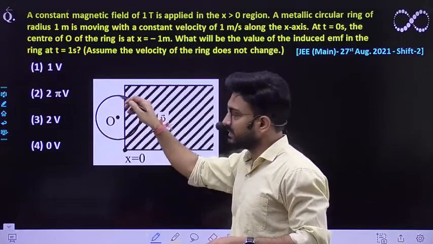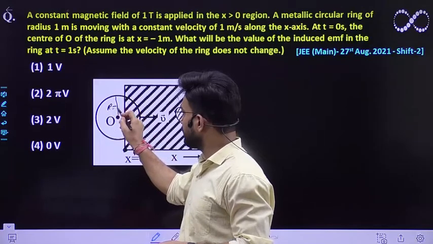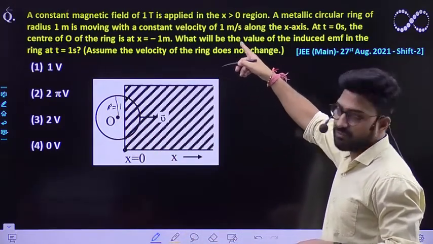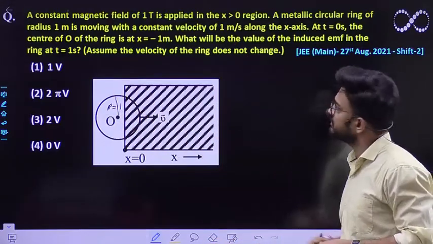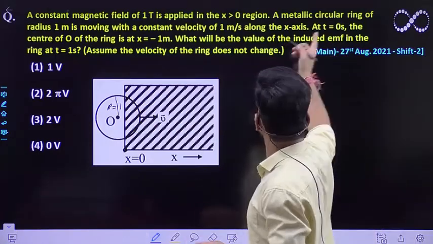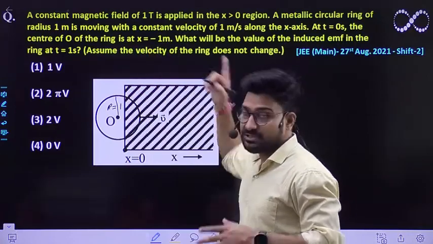So this is the metallic circular ring. Its radius r is 1 meter. It is moving with a constant velocity of 1 meter per second. So it is moving like this with a constant speed of 1 meter per second along the x-axis. At t equal to 0, the center O of the ring is at -1 meter.